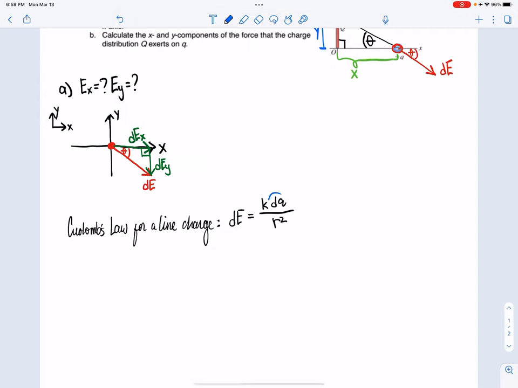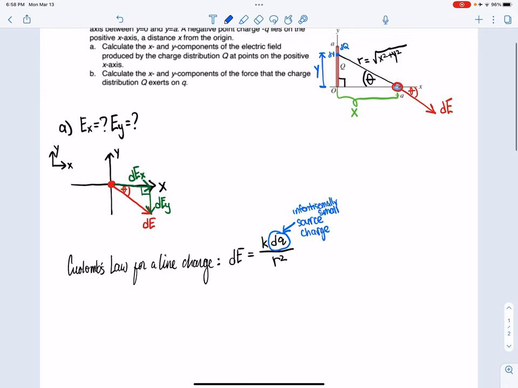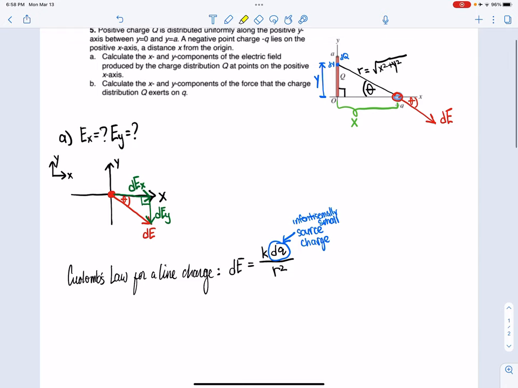this dq that you see here is the dq of the source charge. That's that infinitesimally small portion of the source charge. So in our case, looking at this picture provided in the problem, that would be this dq right here, because that's that infinitesimally small source charge. So dQ, right?